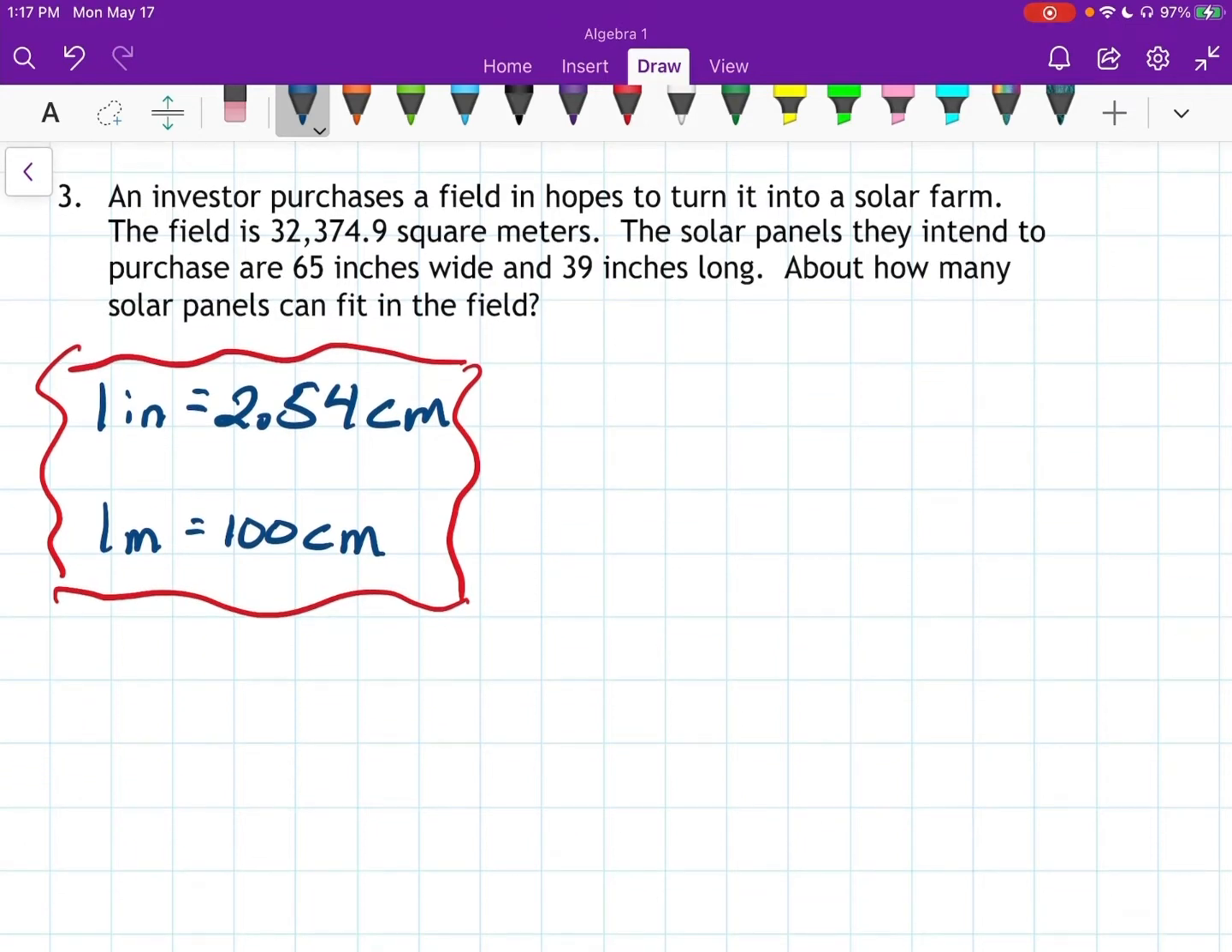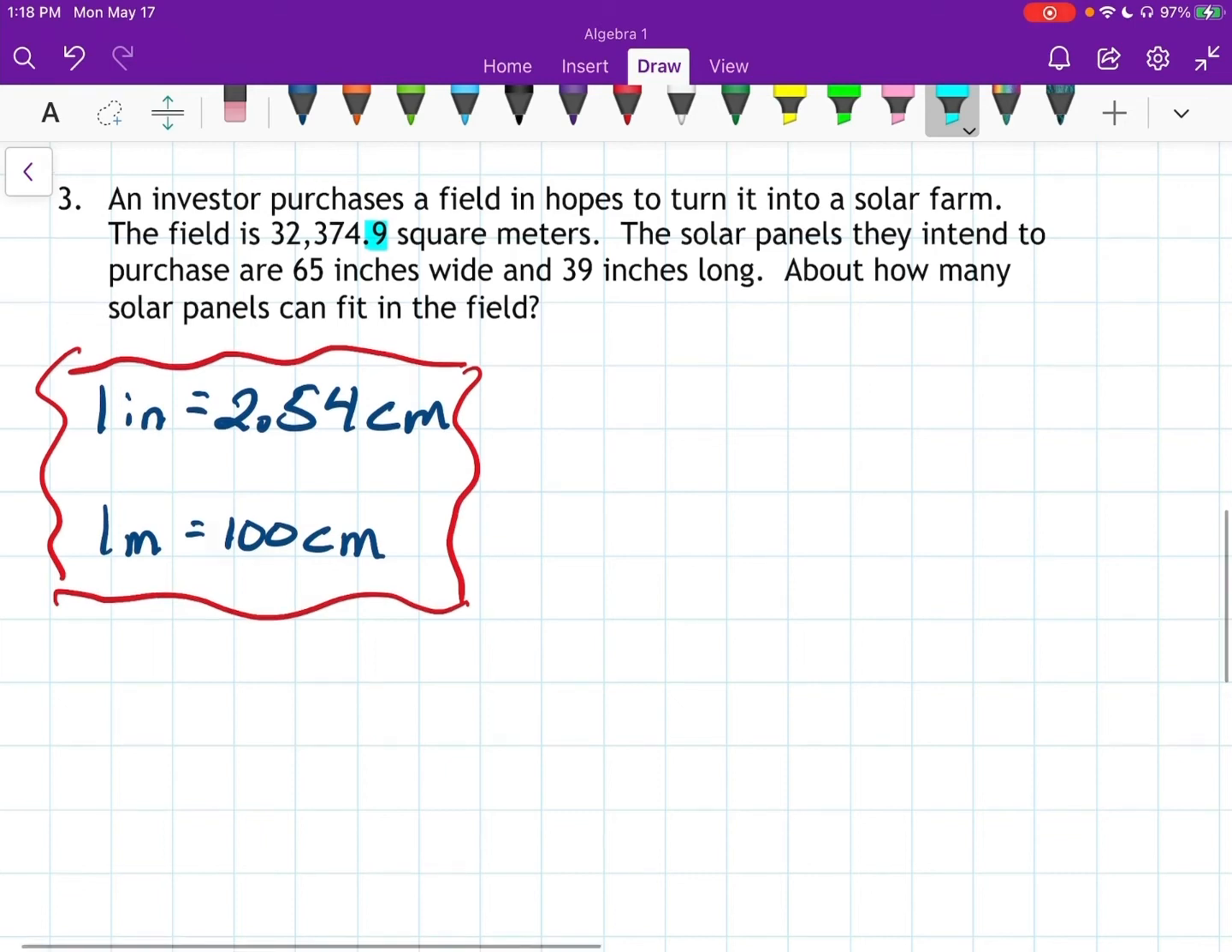So an investor purchases a field in hopes of turning it into a solar farm, right? You've seen pictures of solar farms probably. A bunch of solar panels in a field. The field is that many square meters. The solar panels they intend to purchase are 65 wide and 39 inches long. How many solar panels can fit in the field? So whenever we start thinking about rounding, we can look here, 0.9. That's the most precise number that we have. So at the end, whenever we're all done, we're going to need to round to the nearest 10th, the nearest 1 decimal point.